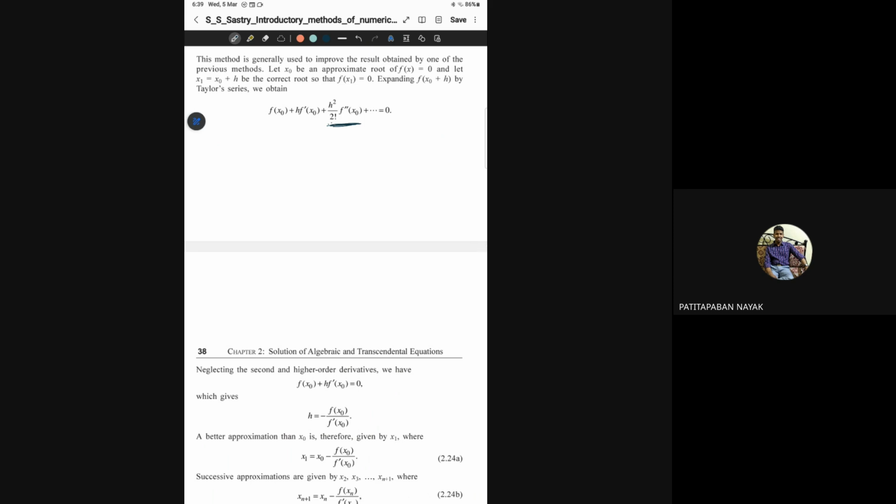Because h is very small. In our assumption, we have taken x1 = x0 + h, just a small increment. If h is a fraction, h squared is an even smaller quantity, so we can neglect that. So here comes the approximation I was talking about last class. Here it is not exact. We are neglecting the higher order terms.